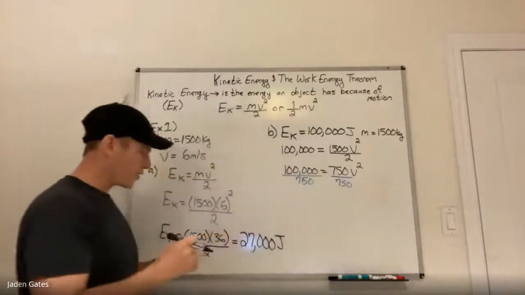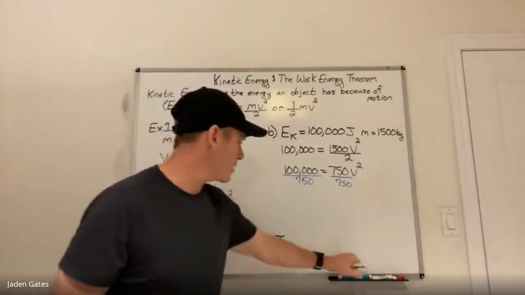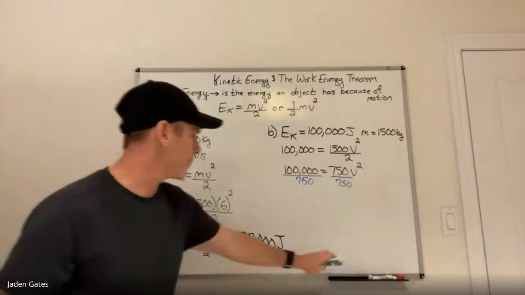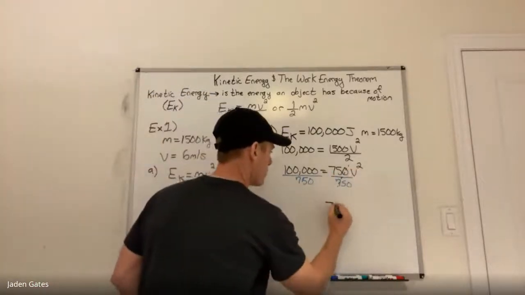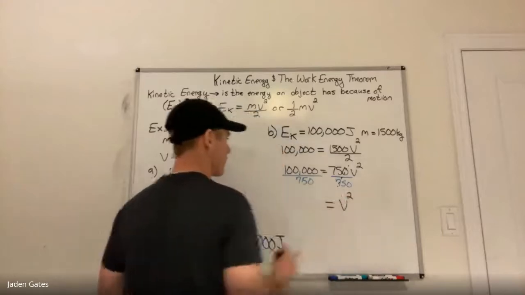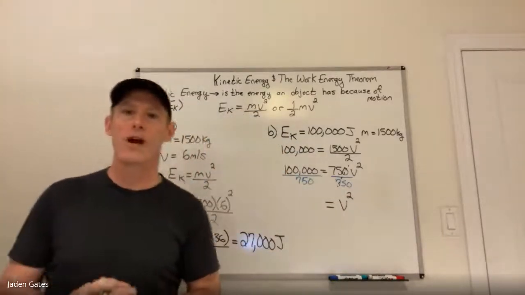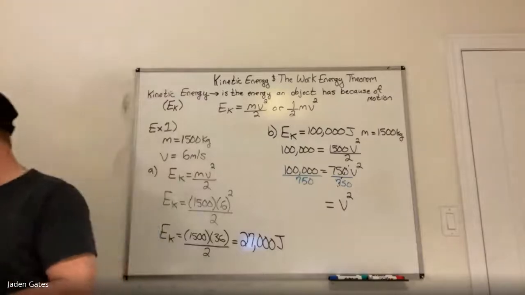Again, there's lots of ways to solve this. I just like to do it the easiest way, given that I've taught math for 20 years. All right, so those two divide each other out. And so I just have a v squared. Now I've got to figure out what 100,000 divided by 750 is.